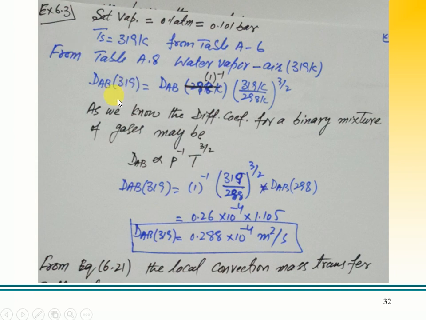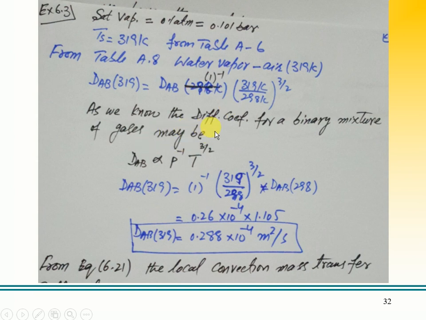The binary species coefficient DAB at 319 K. Pressure to the power minus 1 is 1 atmosphere. So it is the temperature 319 over 298, because the given value is at 298, and we need to find it at 319, raised to the power 3 by 2. This is given in Appendix A, so I can find the value of DAB from here.